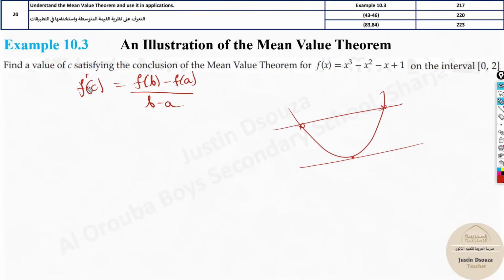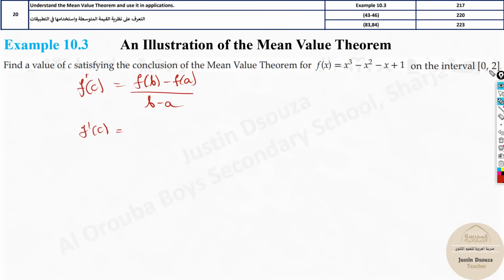Now, the mean value theorem finds the value of c. c is such that the two slopes, the secant line and the tangent line, are parallel to each other. That point we will find out, where there are two parallel lines. So basically, if you solve this formula, you will get it. Now we have to solve f of b, f of a. What is f dash of c? We will write it in a while.